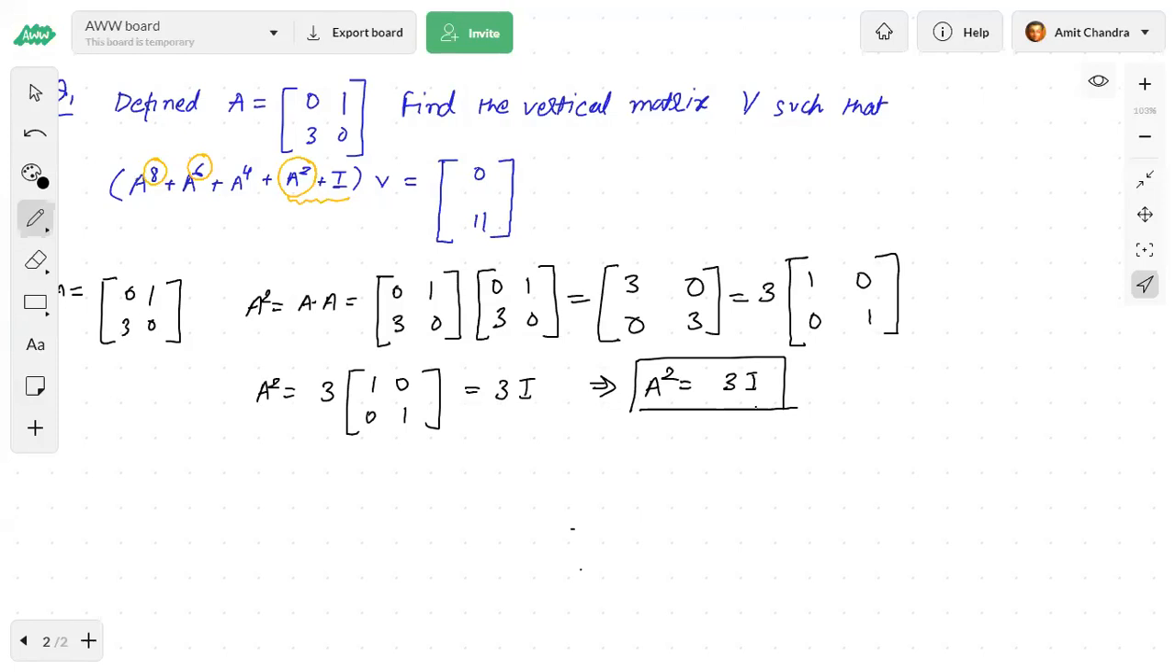Now see, what will be a to the power 4? a to the power 4 is equal to a square into a square, right? So a square into a square is what? A square is 3 into I. So a square is 3 into I into 3 into I, right? This is a scalar value, this will come outside. So this is 9 into I into I. I into I, identity matrix square, is nothing but I, so 9 into I.